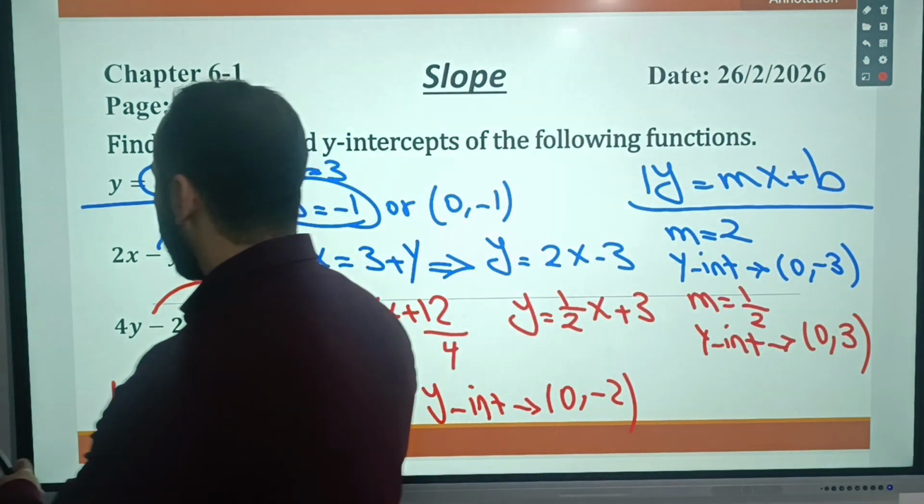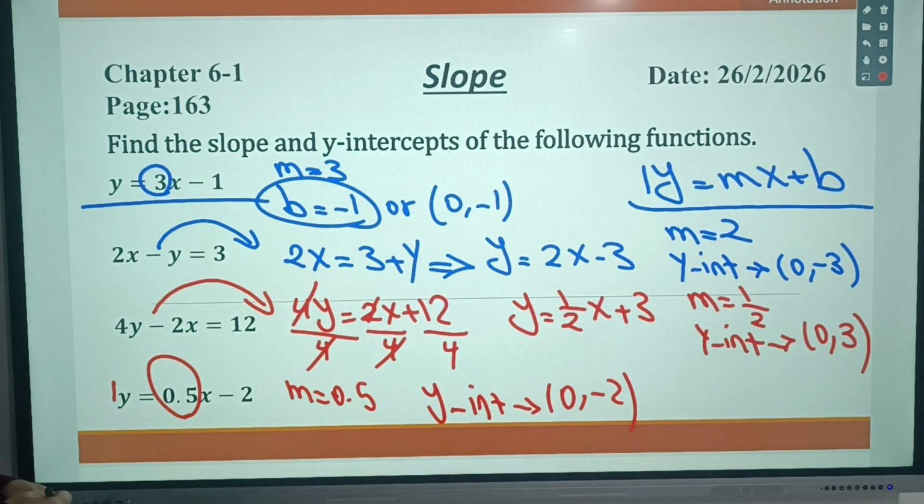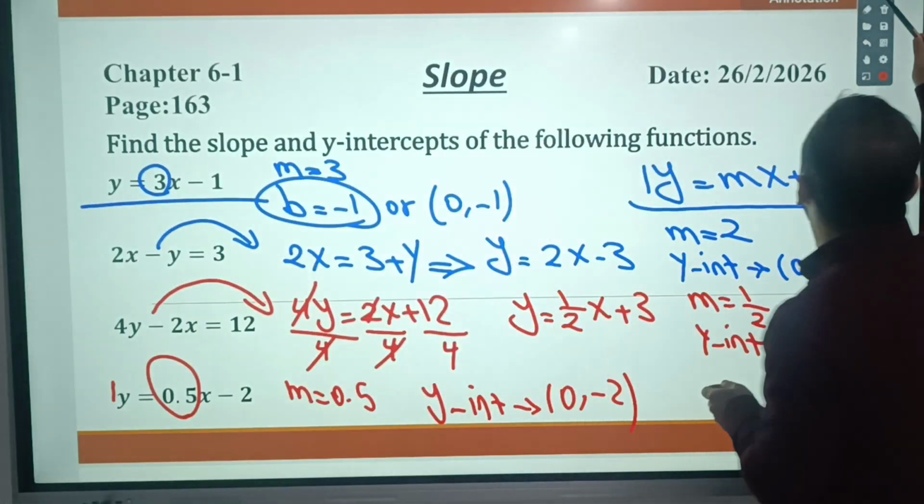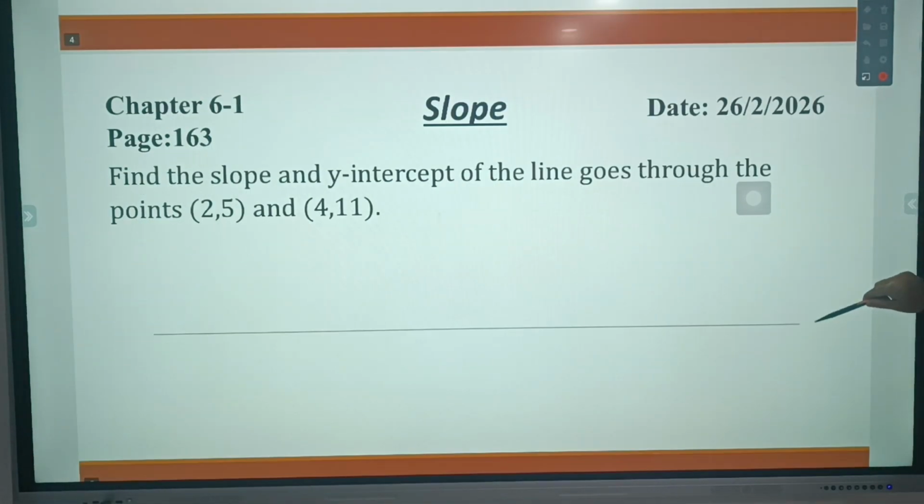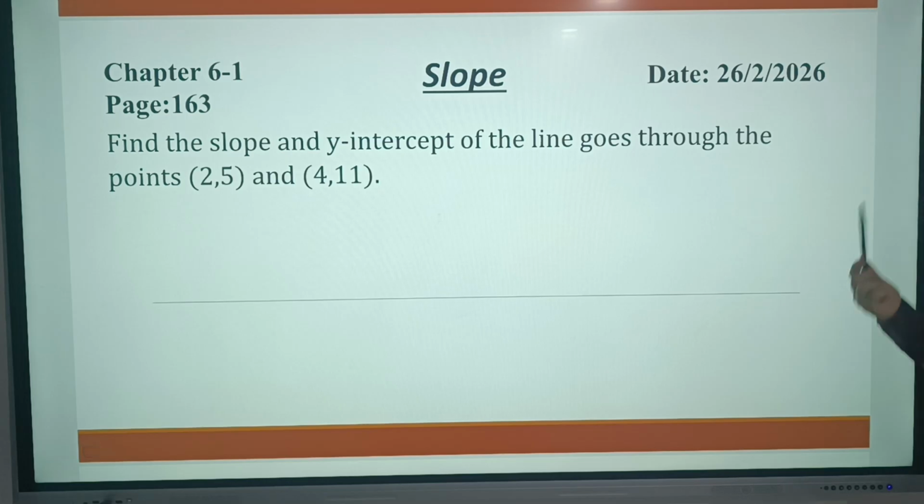Okay. That is the first type of question regarding slope and y-intercept that you will deal with. Let's just move to the next type of questions. Perfect. This one is more important than the previous one. Find the slope and y-intercept of the line that goes through the points (2, 5) and (4, 11).